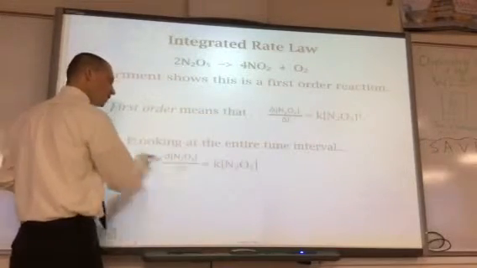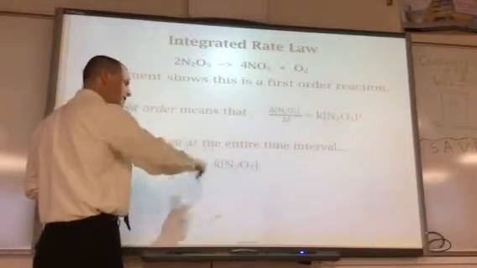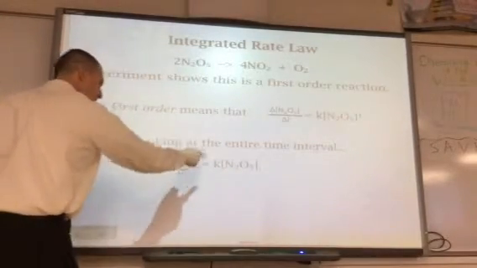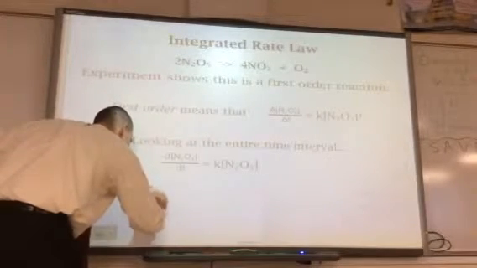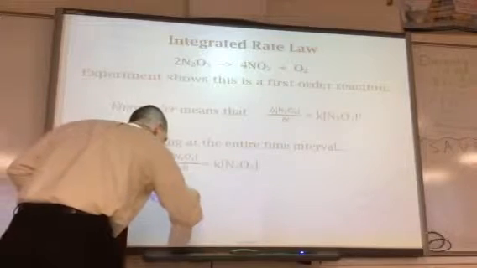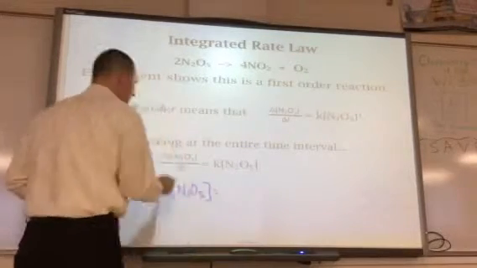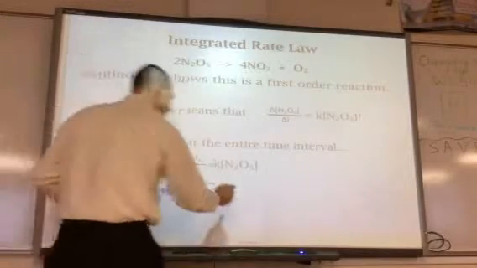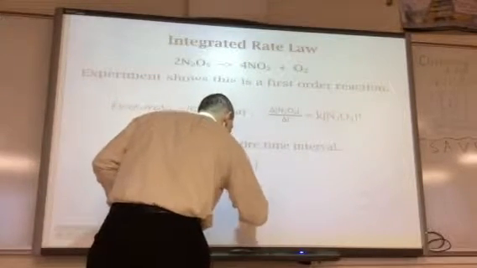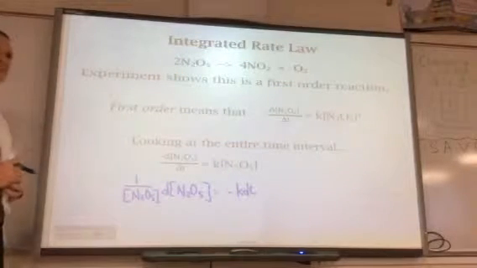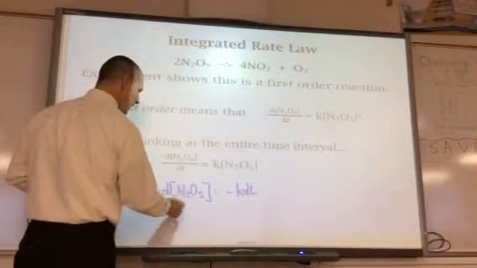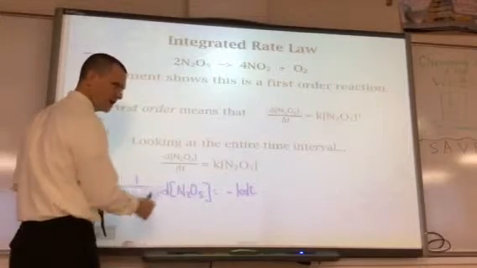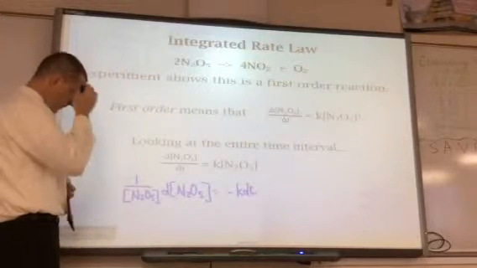So moving the N2O5 terms all over to the one side, and everything else to the other side, it's going to look like this. I'm going to move the N2O5 terms to the left. So it's going to be 1 over concentration of N2O5, d N2O5, equals, that negative sign's got to move too, negative K dt. Do the N2O5s cancel out? Oh, yeah. This D is like some infinitesimally small change.